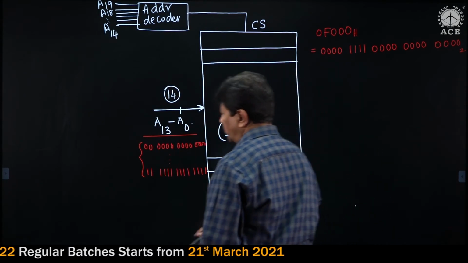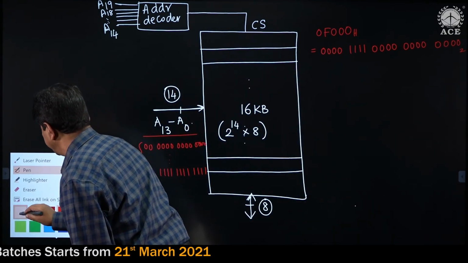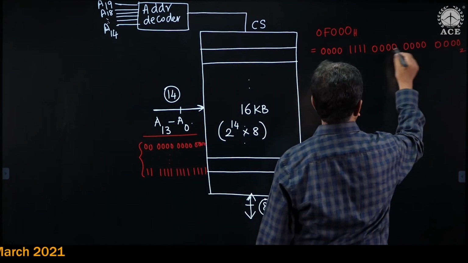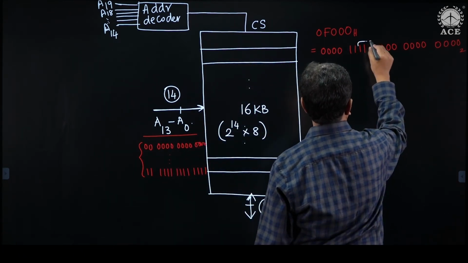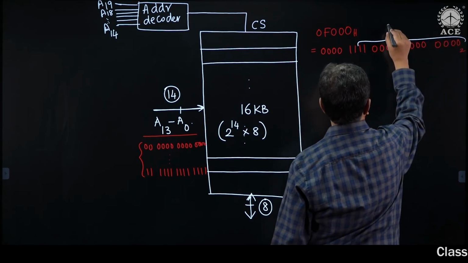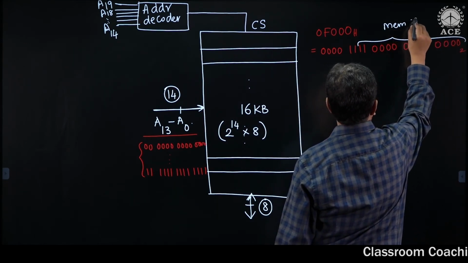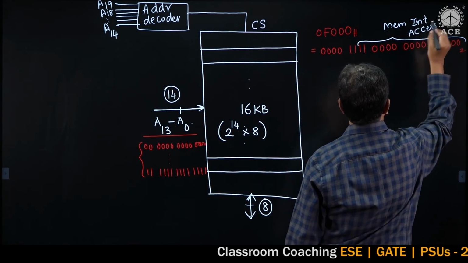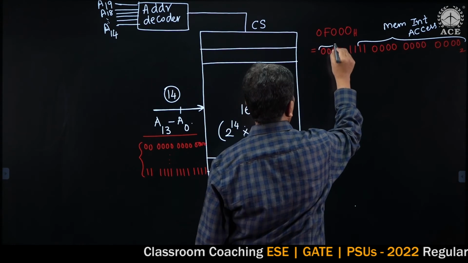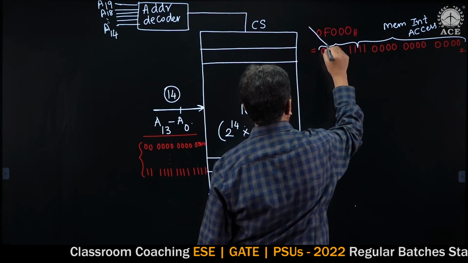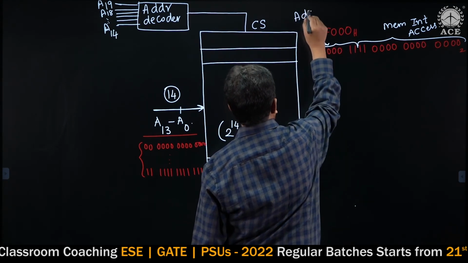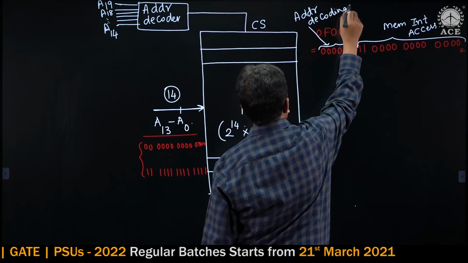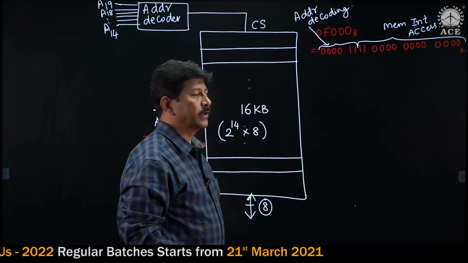Okay. So, that is the 20-bit address. As I told you, 14 address lines are used for internal purpose. This is meant for internal access, memory internal access. And these lines are used for address decoding. These lines are meant for address decoding.